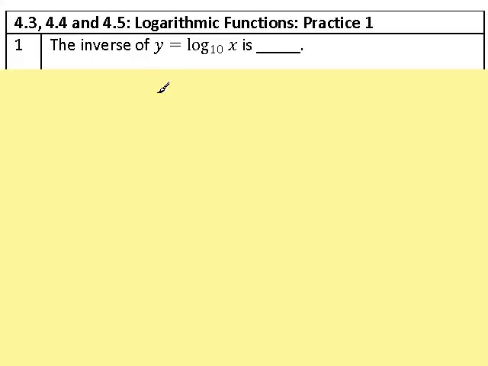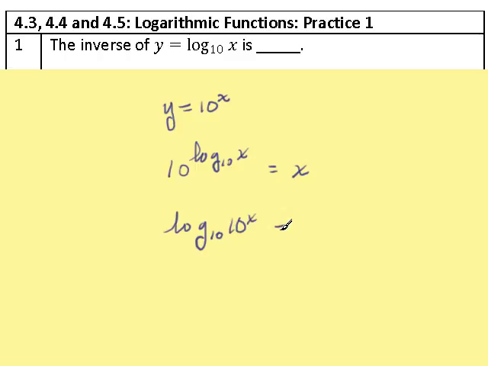The inverse of log base 10 is y equal 10 to the x. All right, the inverse of a log function is an exponential function. For that reason, you could say 10 to the log base 10 of x is equal to x, and the other way around, log base 10 of 10 to the x is also equal to x, just because the two are inverses.